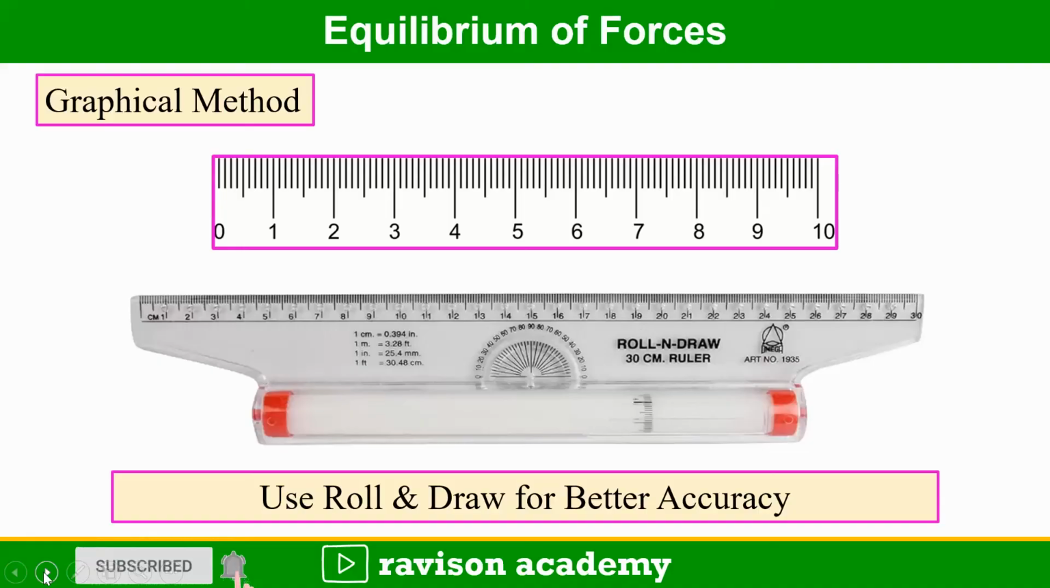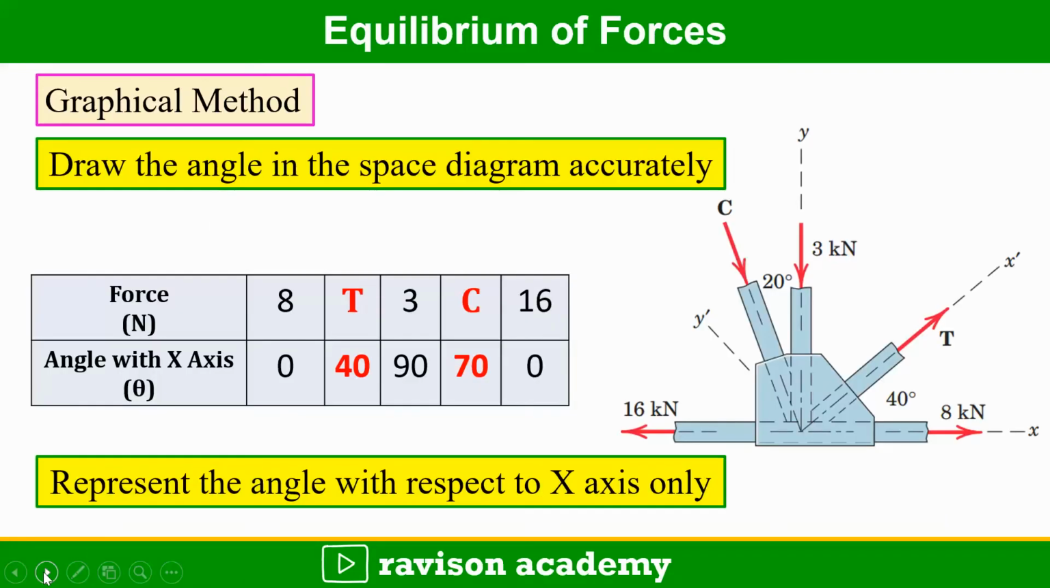The same problem can be approached by graphical method. We can use roll and draw for better accuracy. For drawing in the graphical method, we want to draw the space diagram accurately and represent all the angles with respect to x-axis.